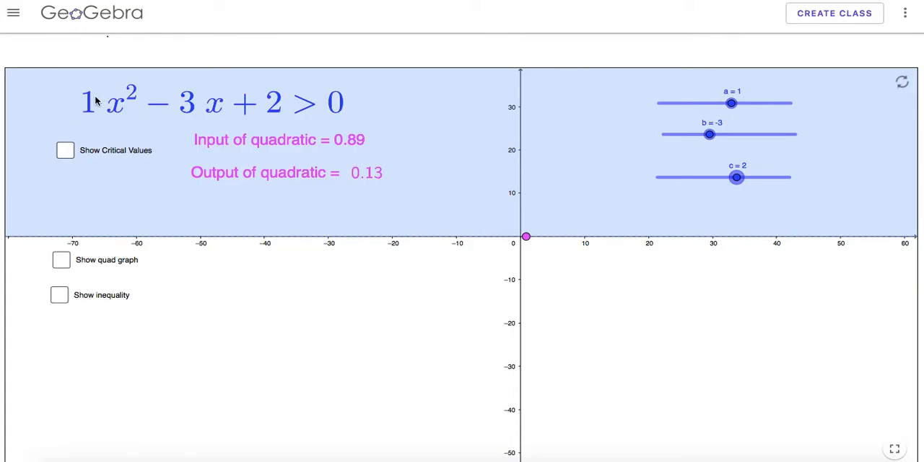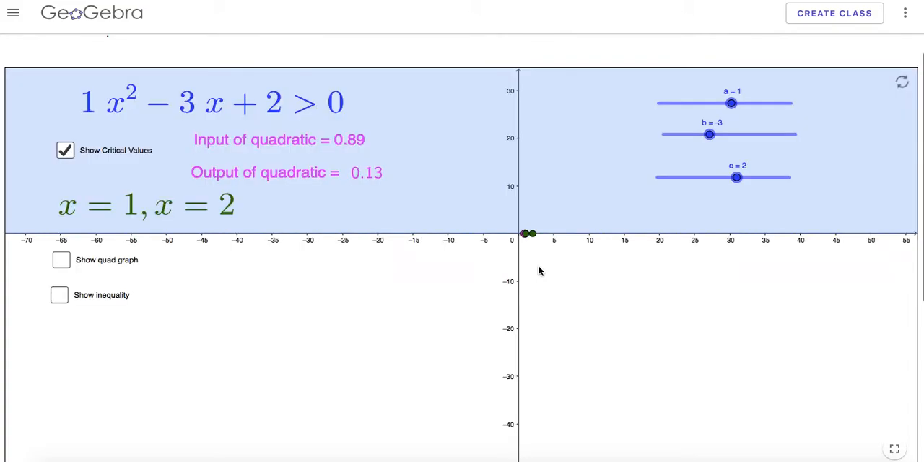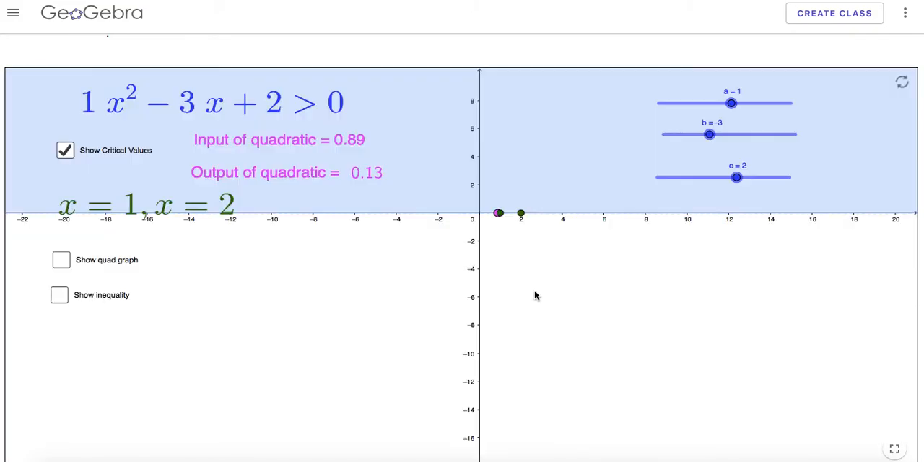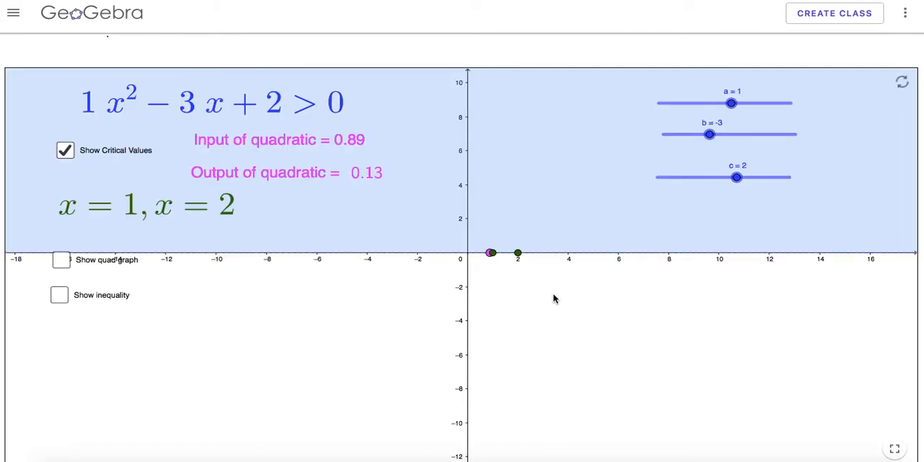So looking at this inequality, x squared minus 3x plus 2, we want to know where the critical values are. And the critical values are going to be where the zeros are. So if I just click on that, I'm going to have zeros at 1 and 2. I'm just going to zoom in a little bit here. Okay, so there's 1 and 2, which represent my two zero values.